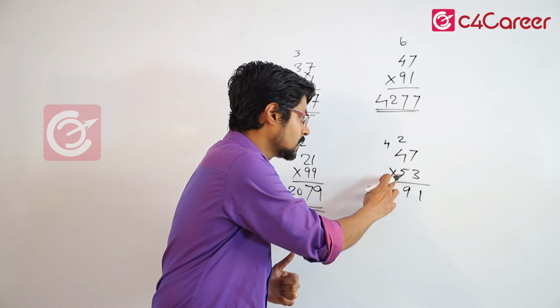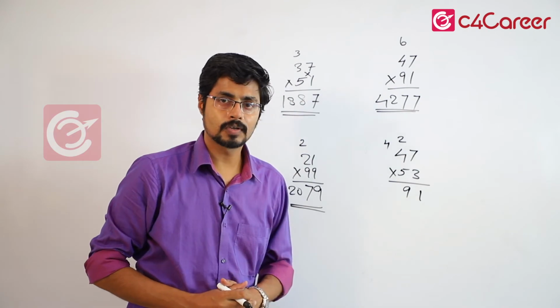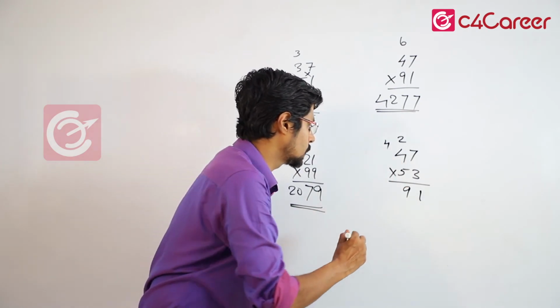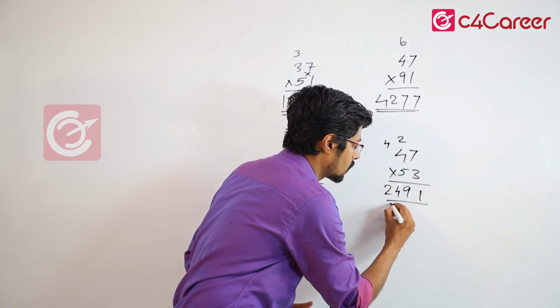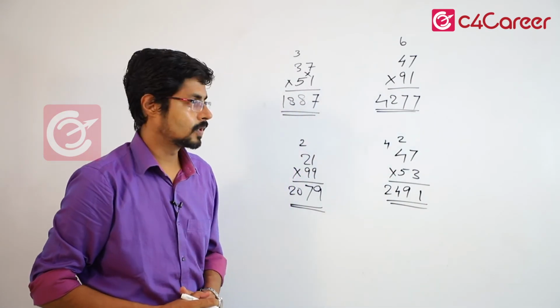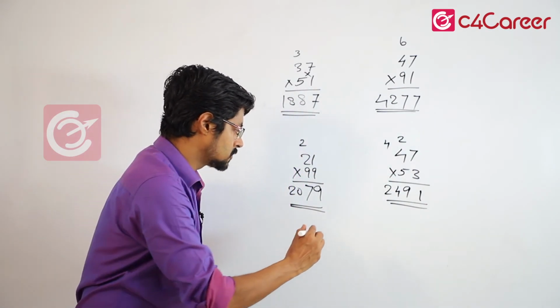What is the last step? 5 into 4. 5 into 4 is equal to 20 plus this carry. 20 plus 4 is 24. So the answer is 2491.